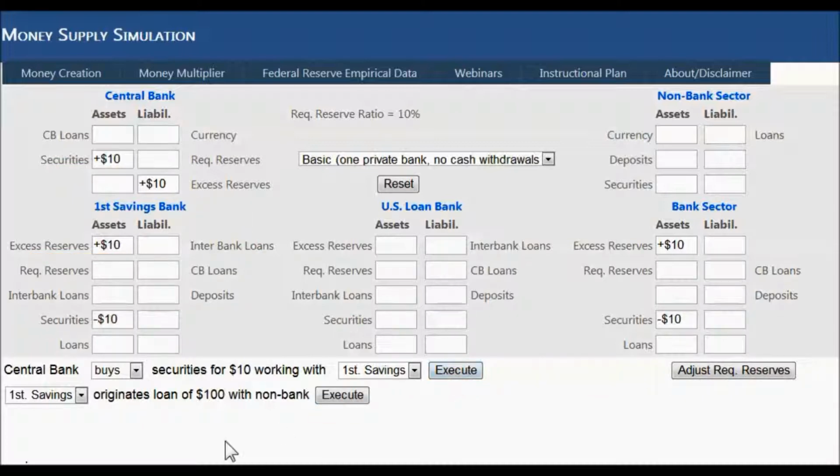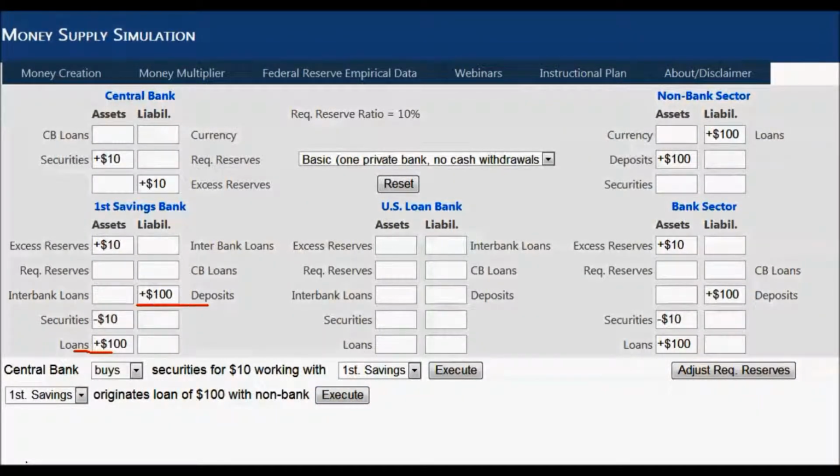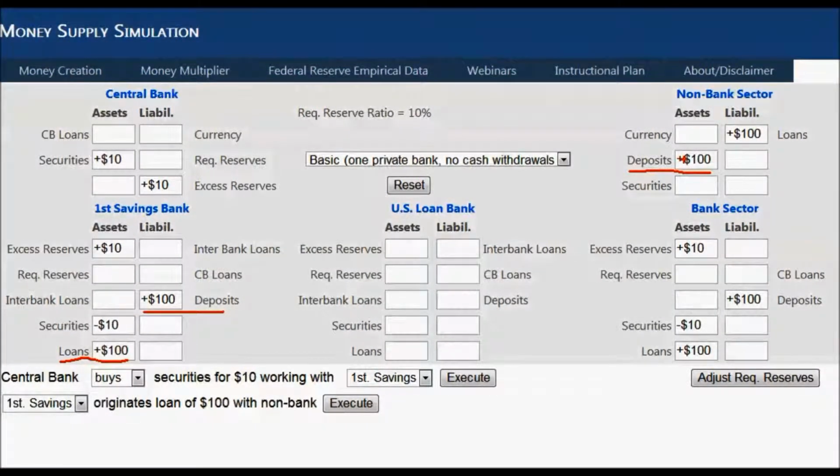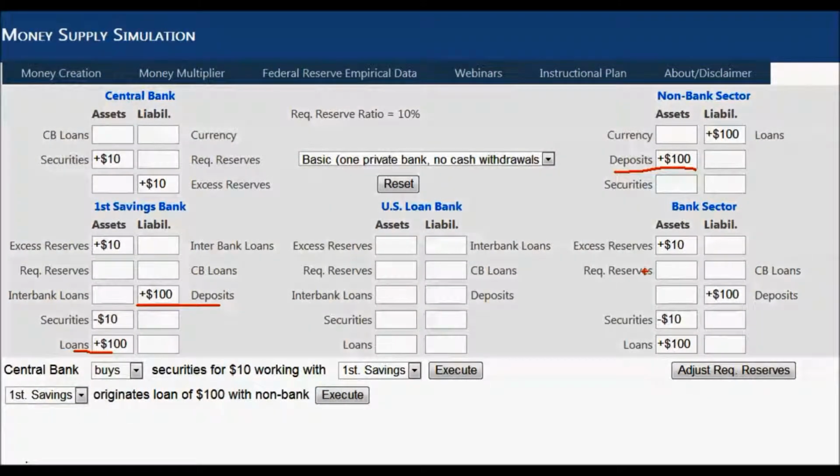Now, First Savings can actually originate a loan. And the moment they originate the loan, they create deposits because the loan is funded into a deposit account. And $100 deposits means that money has already been created. When we adjust the required reserves, we see that the excess reserves will turn into required reserves because the reserve ratio is 10%. That leaves no further room for First Savings to create more money.